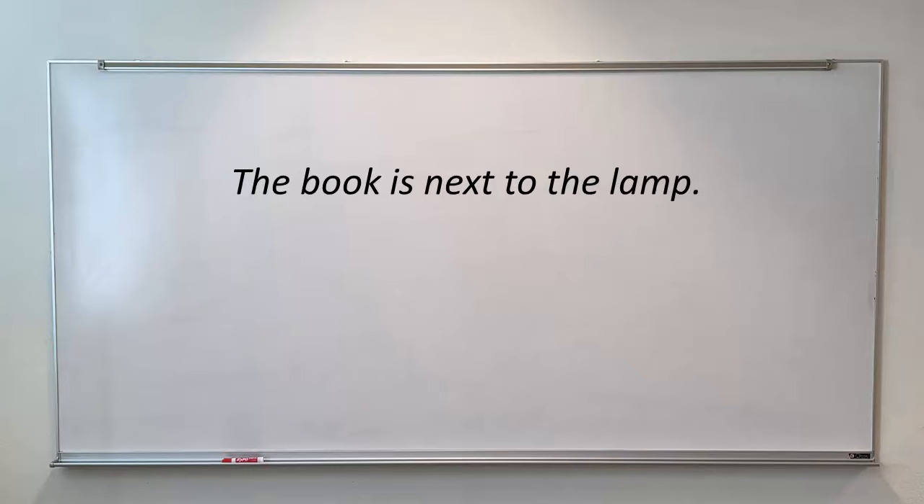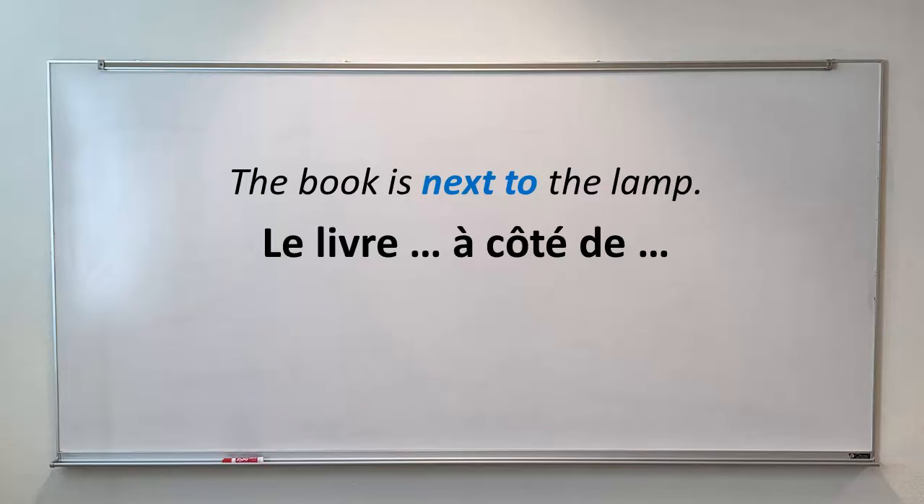If I ask you, hey, where is the book? Have you seen the book? Where is the book? I'm looking for this book. You might say, oh, it's next to the lamp. The book is next to the lamp. How do you say that in French? Comment dit-on, the book is next to the lamp, en français? Well, let's start off with the word that we already know, which is next to, à côté de. I'm sure you know how to say book, so the book is le livre.